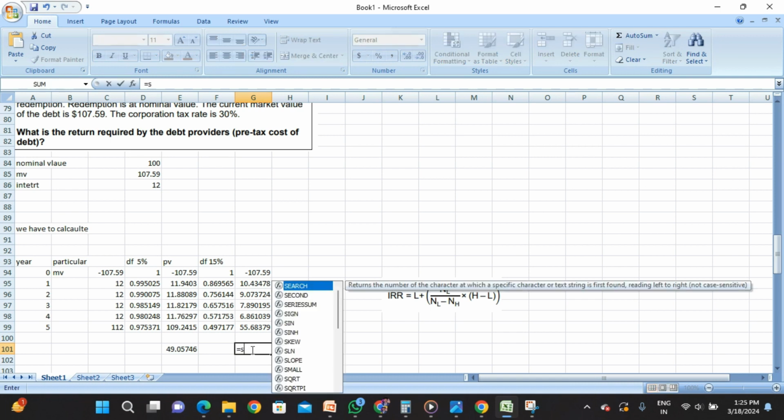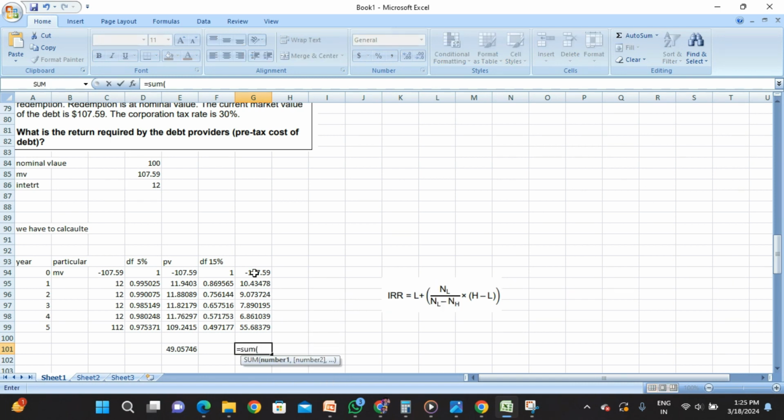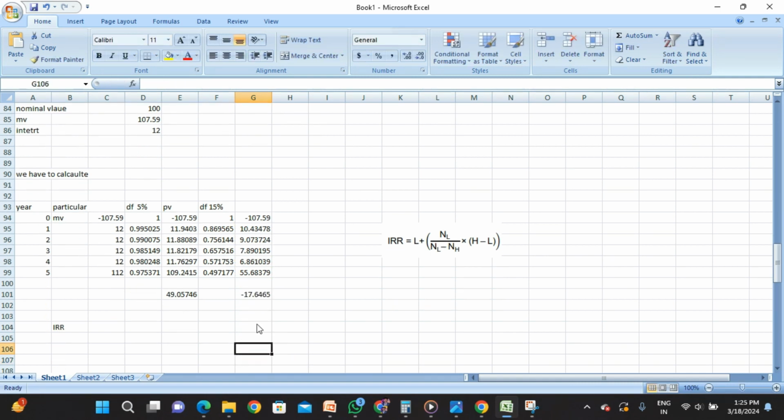This, you are getting the negative NPV in this way. Okay, minus 17. The formula for IRR will be L, the lower rate, which will be 5%, plus bracket NPV at lower divided by NPV at lower minus NPV at higher, into bracket open, H means higher rate discount factor minus the lower discount factor, bracket close.